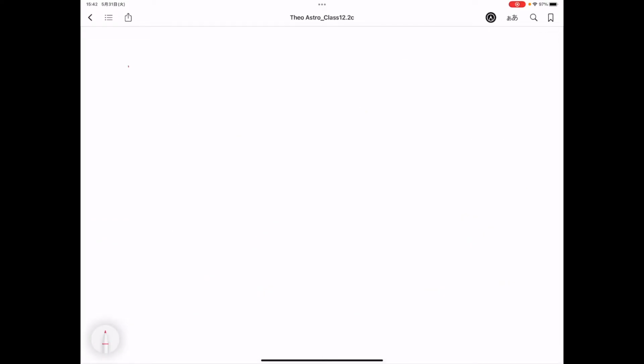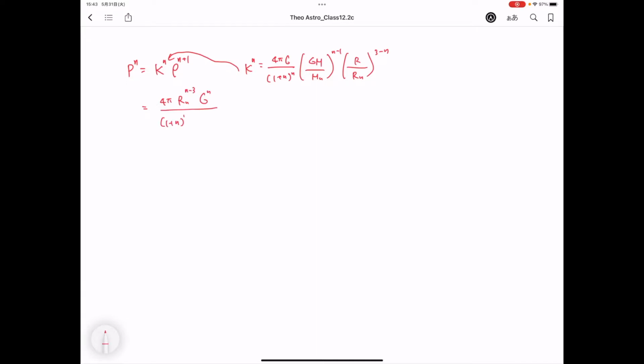You can express P to the n as K to the n times rho to the n plus 1. And from the relation between the mass and the radius, K to the n is expressed as 4 pi G over 1 plus n, to the n, times M to the n minus 1 over R to the 3 minus n. You can substitute this in here, and it becomes an expression for P to the n in terms of the density rho to the n plus 1, mass M and radius R.